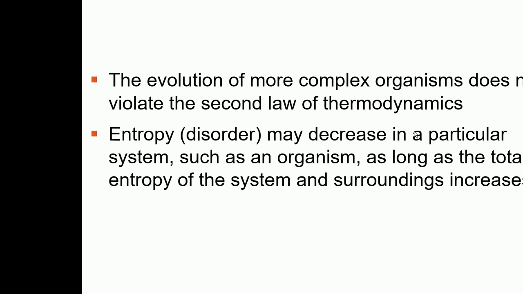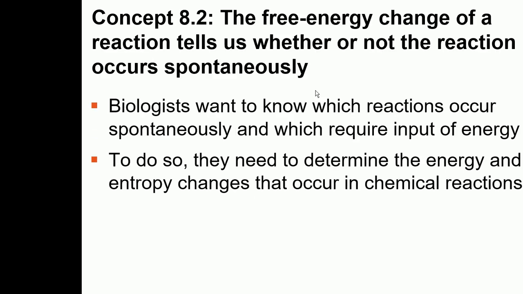At the universe level, the biological world is not violating the second law. So entropy may decrease in a particular system, such as an organism, as long as the total entropy of the system and surroundings increases. The evolution of more complex organisms does not violate the second law of thermodynamics. That's all what I said.